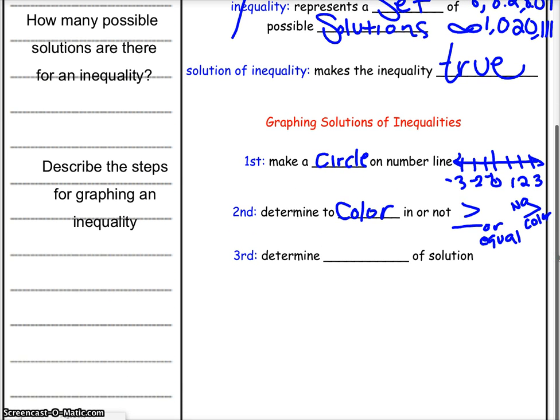And then you need to determine direction. Bigger than goes to the right, less than goes to the left. It's a number line. So if it's bigger than, clearly bigger goes to the right. If it's less than, clearly less than on a number line is to the left.